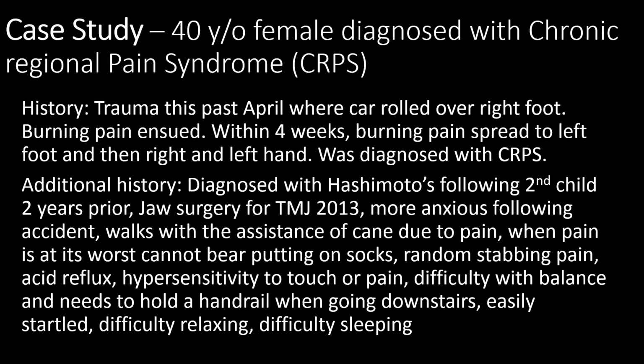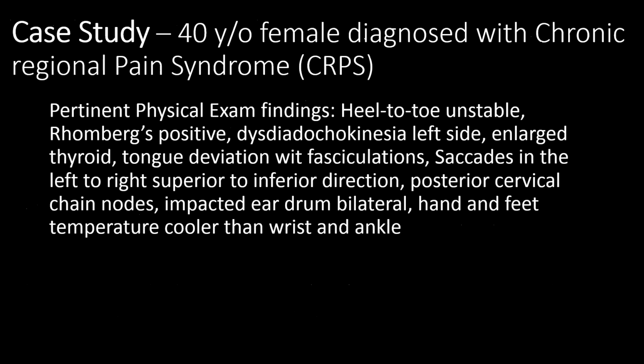And keep in mind that the TPO antibodies, for the guys and the ladies who are more advanced, the TPO antibodies will also attack the cerebellum, and that's exactly what's going on with this lady. Her cerebellum's been attacked. That's the reason why she's losing all this balance. Pertinent physical findings: heel to toe unstable, Romberg's positive, dysdiadochokinesia, all cerebellum signs. Enlarged thyroid, tongue deviation with fasciculations.